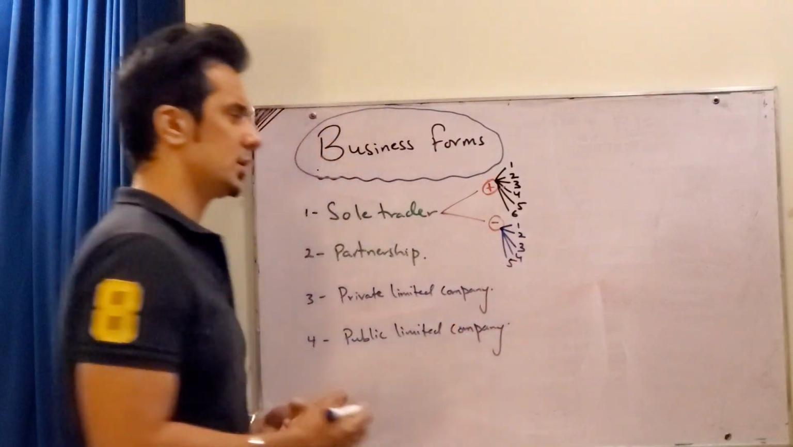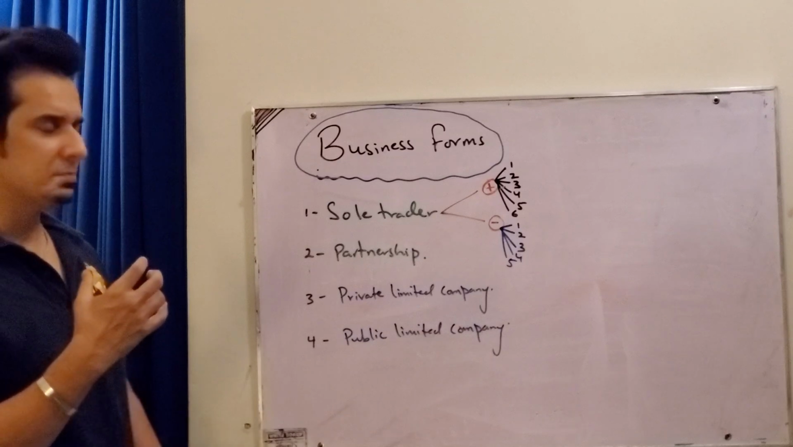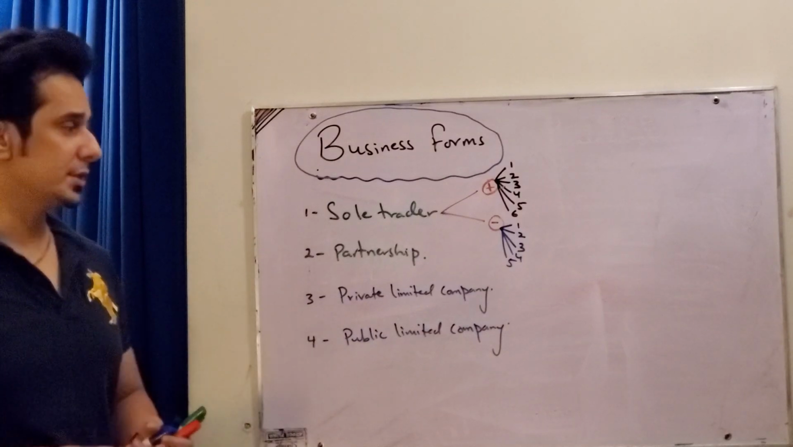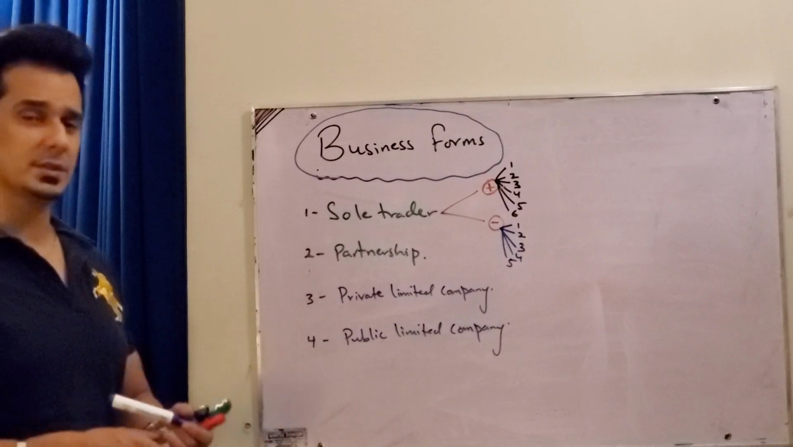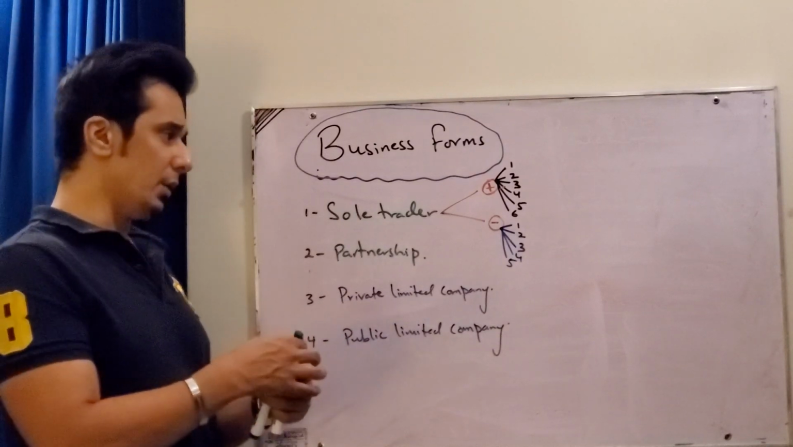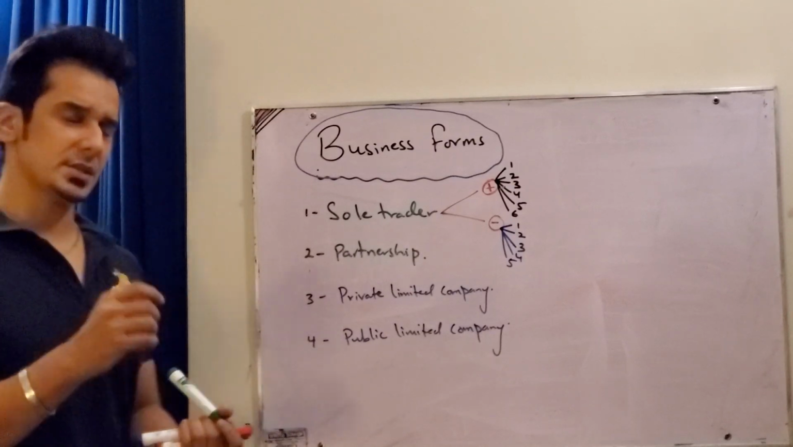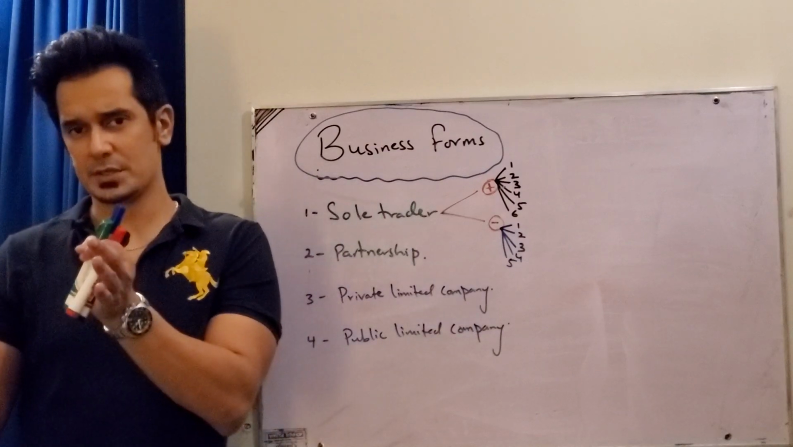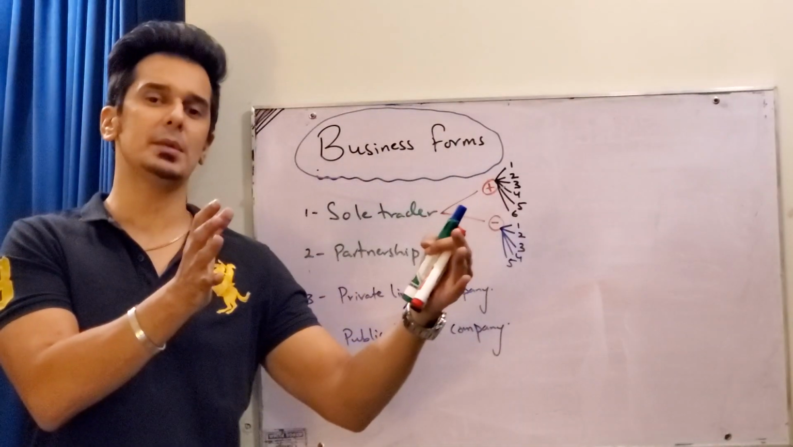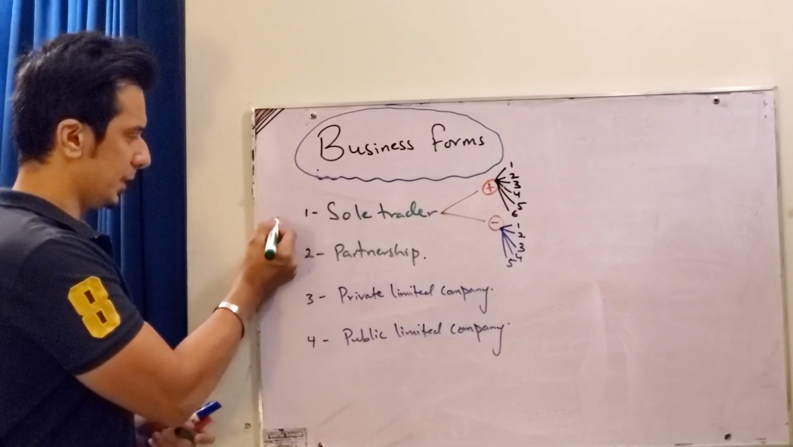Another drawback of running a sole trader business is that it may lack sufficient funds for research and development. So there are both advantages and disadvantages of running a sole trader business. However, if we talk about a partnership business, it is a business in which there is a minimum of 2 partners and a maximum of 20 partners running the business. There can be advantages plus.